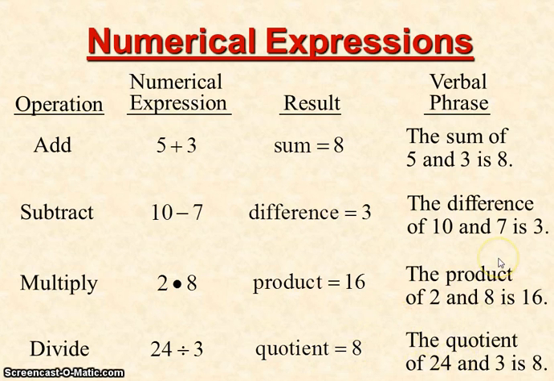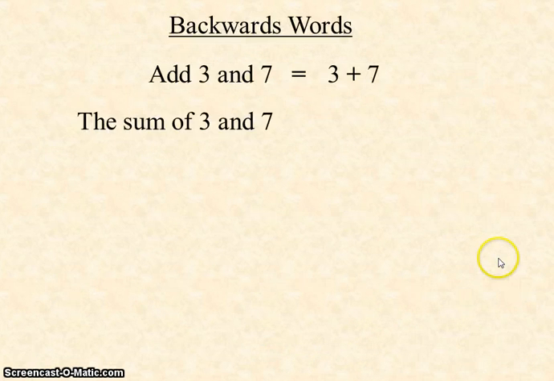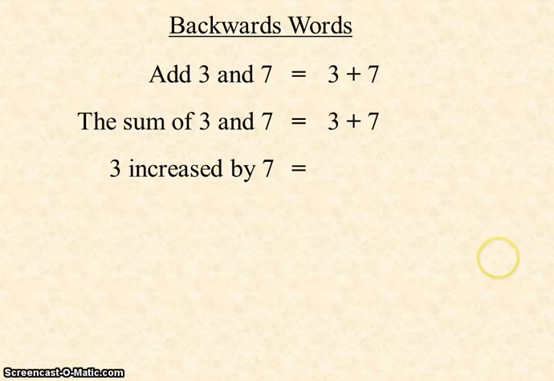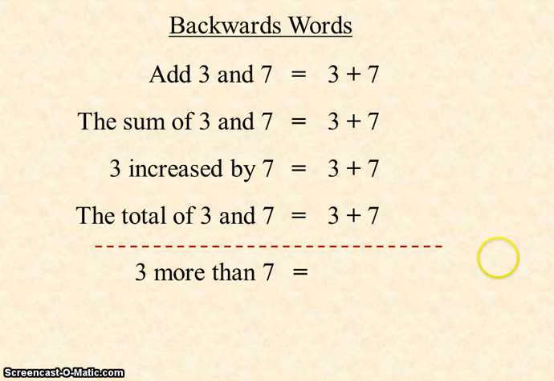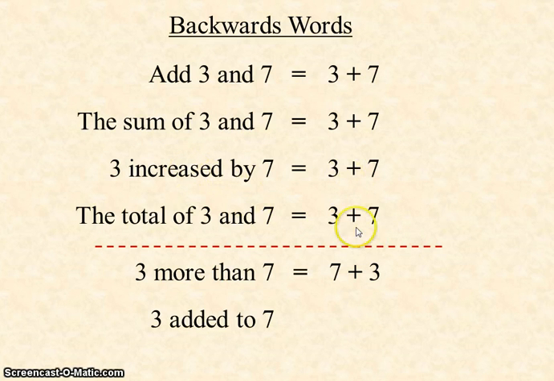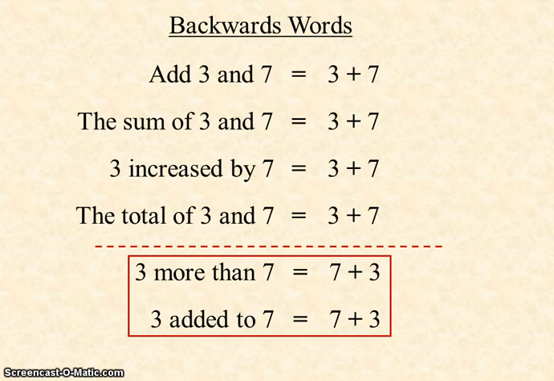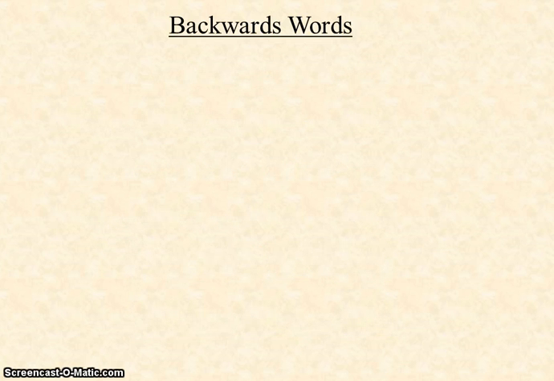I don't want to spend too much time on that. We can use different phrases and terms to mean the same thing. If I were to add 3 and 7, I could say I'm adding 3 and 7. I could say the sum of 3 and 7. I could say 3 increased by 7, or I could say the total of 3 and 7. If I were to say 3 more than 7, that would be 7 plus 3. So it's just different ways of expressing the numerical terminology here.